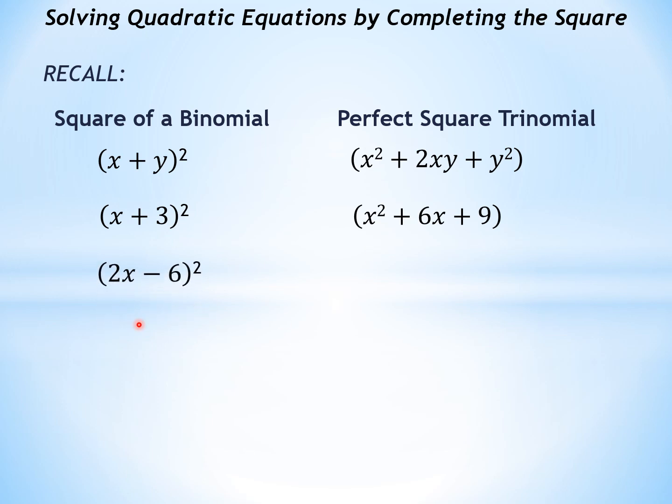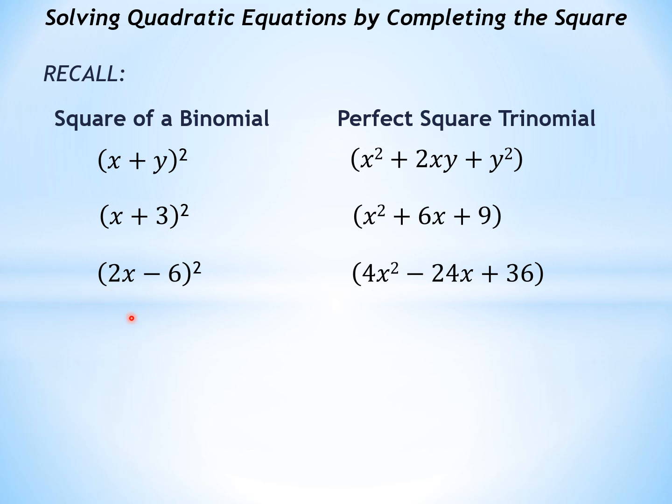Last na halimbawa natin: the quantity of 2x minus 6 squared. Kung mapapansin natin, hindi na 1 yung kasama ni x, at saka yung sign ay minus na. Kaya gaya ng dati, multiply natin yung first term. 2 times 2, that is 4. x times x, that is x squared.